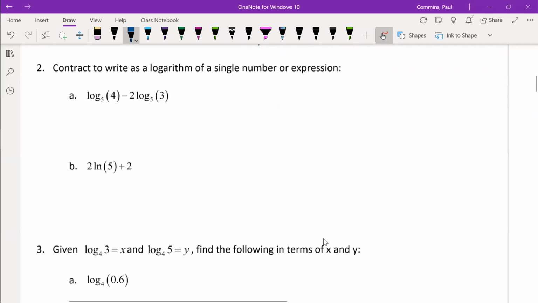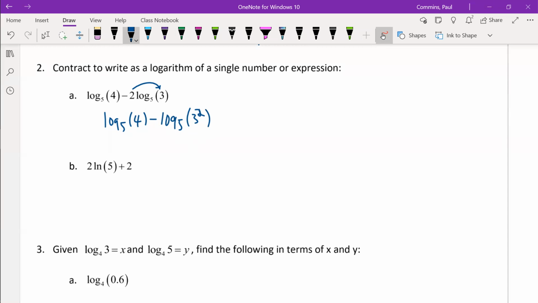To contract these, the first thing we'll do is use the power rule to move this 2 out front inside. I'm just taking this inside. Multipliers can be brought in as powers into the argument of the log function.